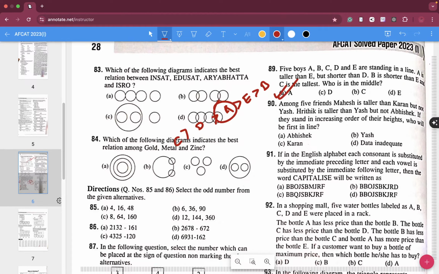Now we have, among 5 friends, Mahesh is taller than Karan.